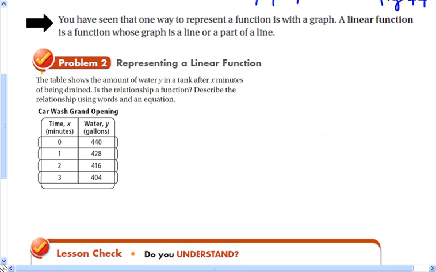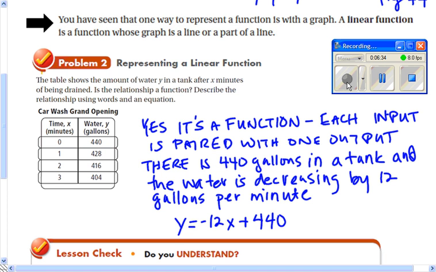All right, this table shows the amount of water in a tank. It says describe the relationship using words and an equation. So go ahead and study those values in that table and see if you can describe that, or at least think about what it's going to be, and you could pause here and check them. So you probably discovered that there's a constant difference in both the x and the y values, and the difference is 12. So we keep subtracting, going down by 12.